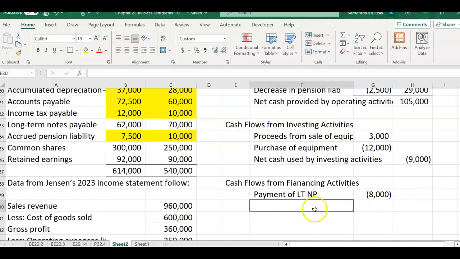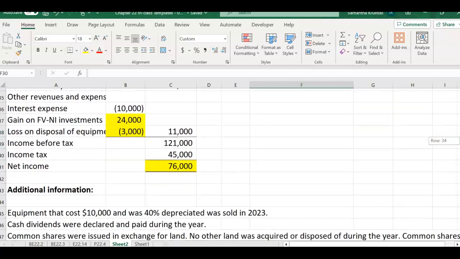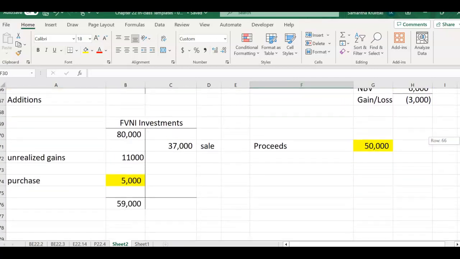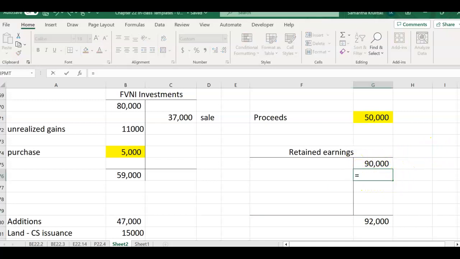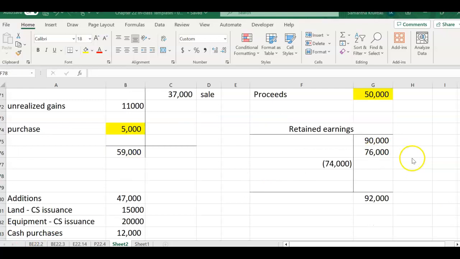Then let's analyze our retained earnings. I'm going to come down here and create my T account. You can see I've got my retained earnings T account here. And what increases retained earnings? Our net income. What decreases it? Our dividends. So I'm just going to complete my T account for those items. And when I put in here that I had $76,000 of net income, to make my T account work, I can see I must have paid out dividends of $74,000.